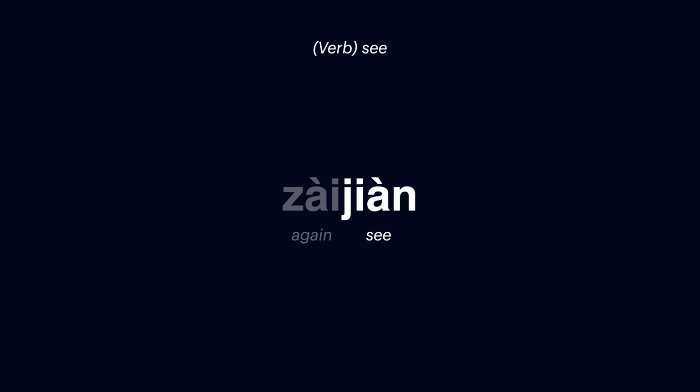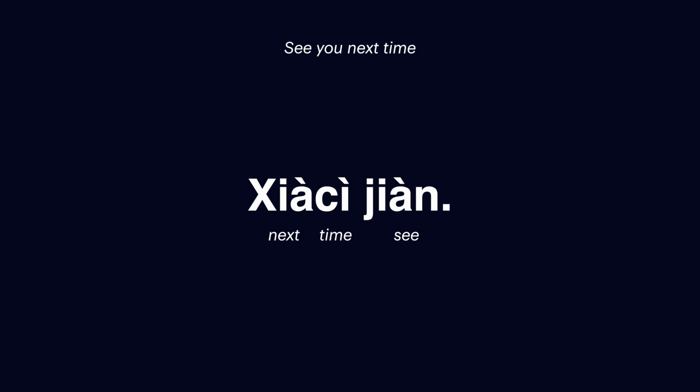The next word is 见. Do you remember this word from dialogue 2? What's 见? Yeah, it means to see. 再见 means see you again. And 见 by itself means to see. Now putting 下次 and 见 together, 下次 means next time, and 见 means see. So 下次见 means see you next time.